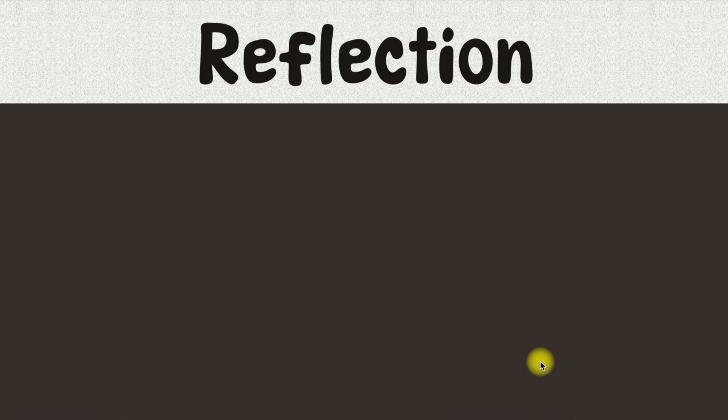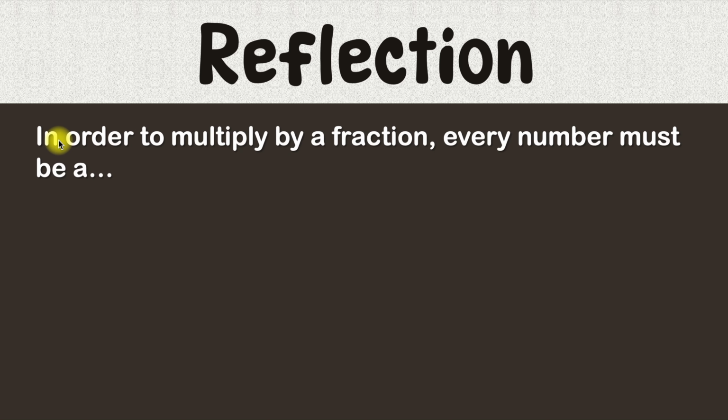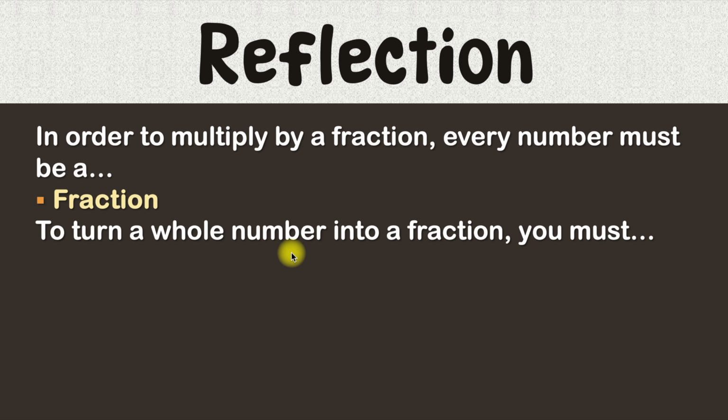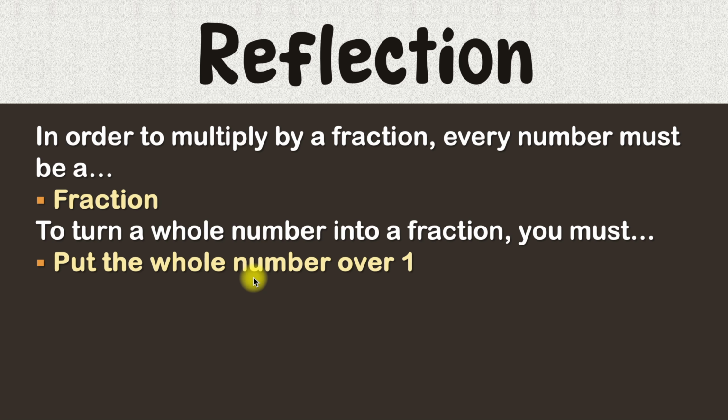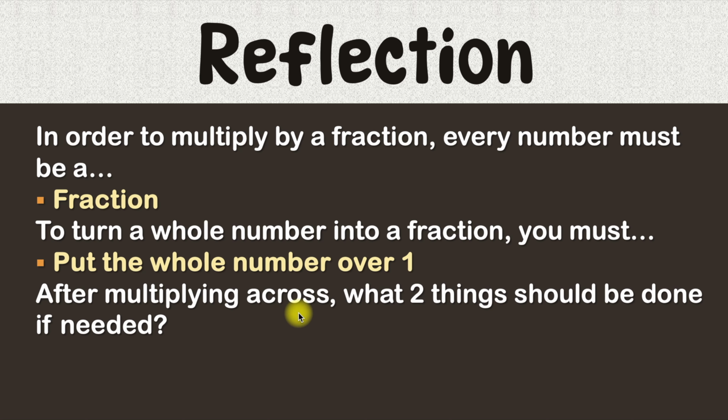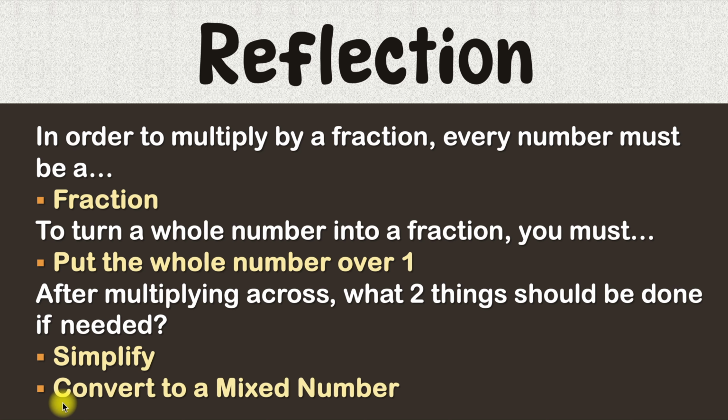So what did we learn today? In order to multiply by a fraction, every number must be a fraction. To turn a whole number into a fraction, you must put the whole number over 1. After multiplying across, what 2 things should be done if needed? First, you should simplify if possible, and finally, you should convert your final answer to a mixed number.